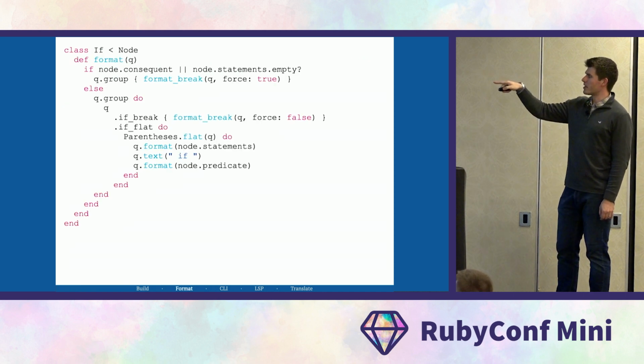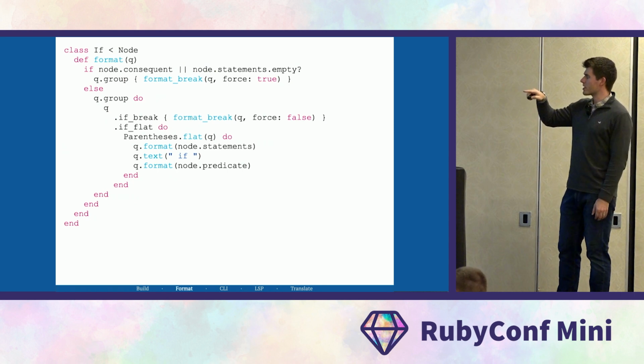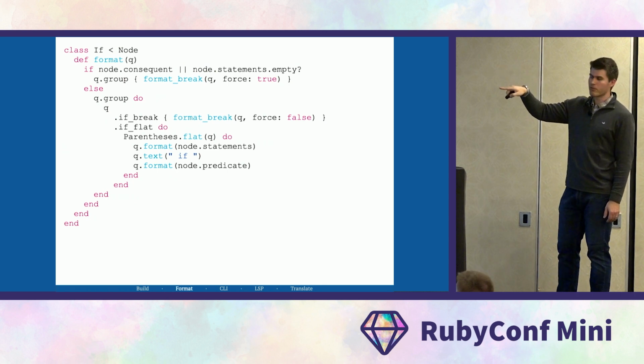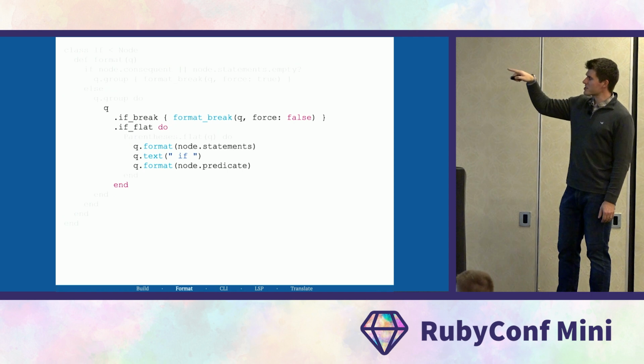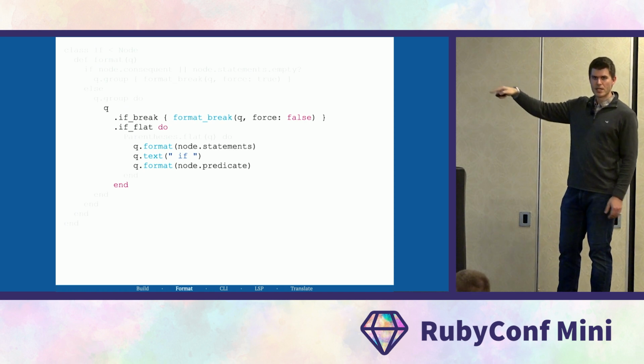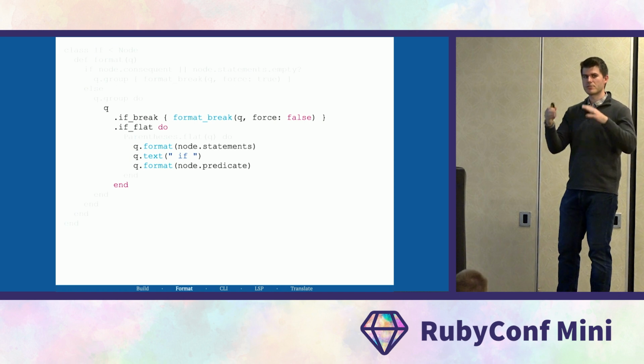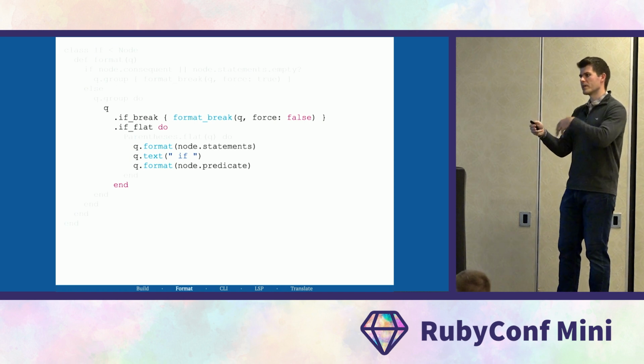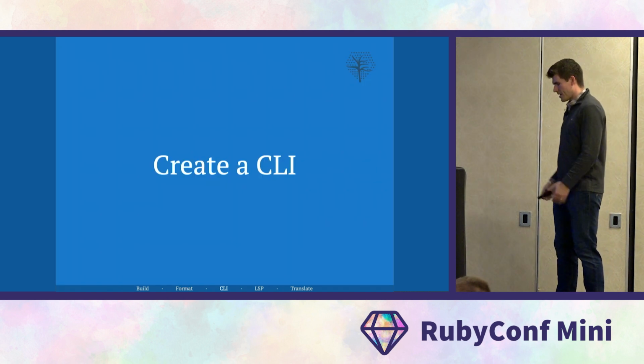This is part of the core of syntax tree, and you'll see that every node defines its own format method. You can see just in this content, Q is the method that represents the pretty printer object, the formatter, and you see if break, format break. If flat, format like this. So you can start to read and see how these things are going to build up this tree, inspect the tree, and then print it out. So that is the formatting.